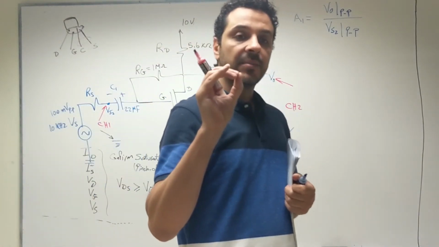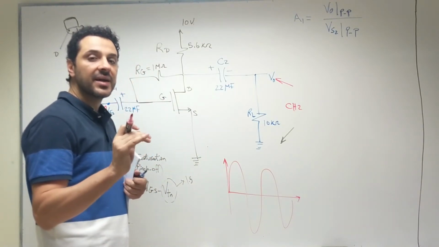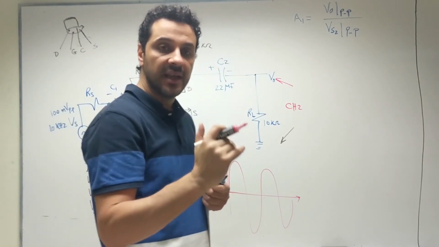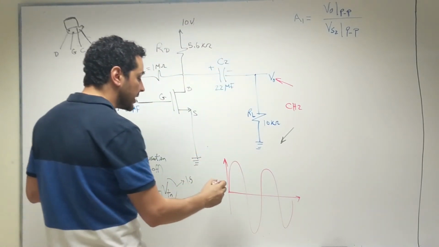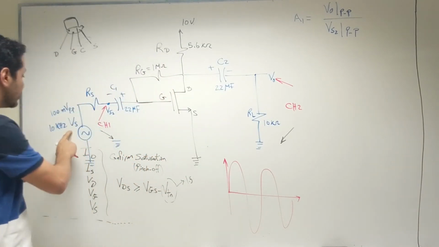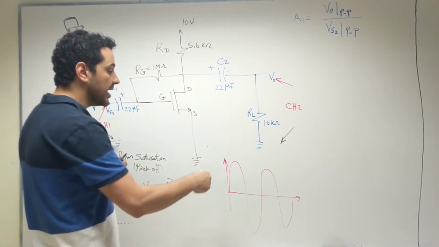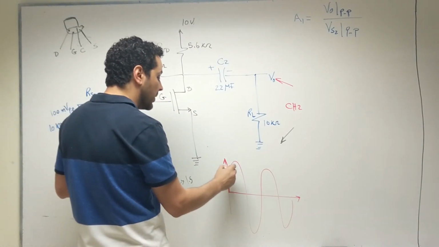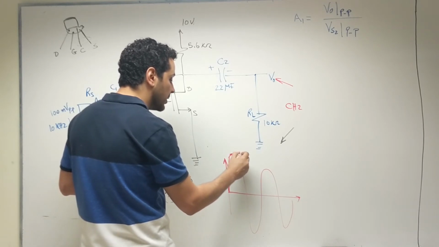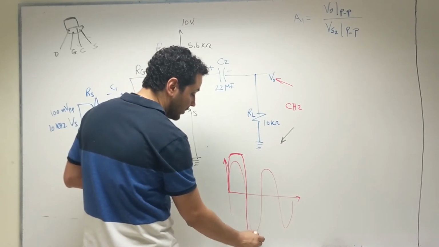But at certain point, the amplifier will be saturated, which means that the output will not be able to increase more than a certain level. And here we say that the output started to be clipped, right? So if you keep increasing the input voltage above 100 millivolt, the output will keep increasing too. But at certain point, it will start to be clipped like this, either from the top or from the bottom.